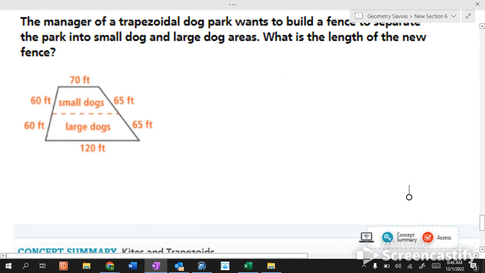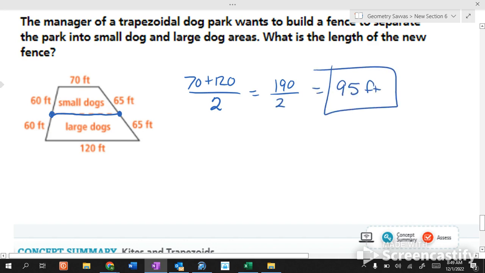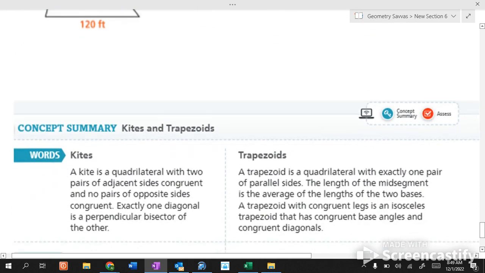All right. How long is this fence? So the dogs are in kind of an odd-shaped yard, where these are 60 and 60, so this is the midpoint of this side. This is 65 and 65, so this is the midpoint of this side. So the mid segment connects the midpoints. You take the two bases and you do what with it? Add them up and divide by 2. 190 divided by 2 is 95. It'll take 95 feet of fencing to section that off.